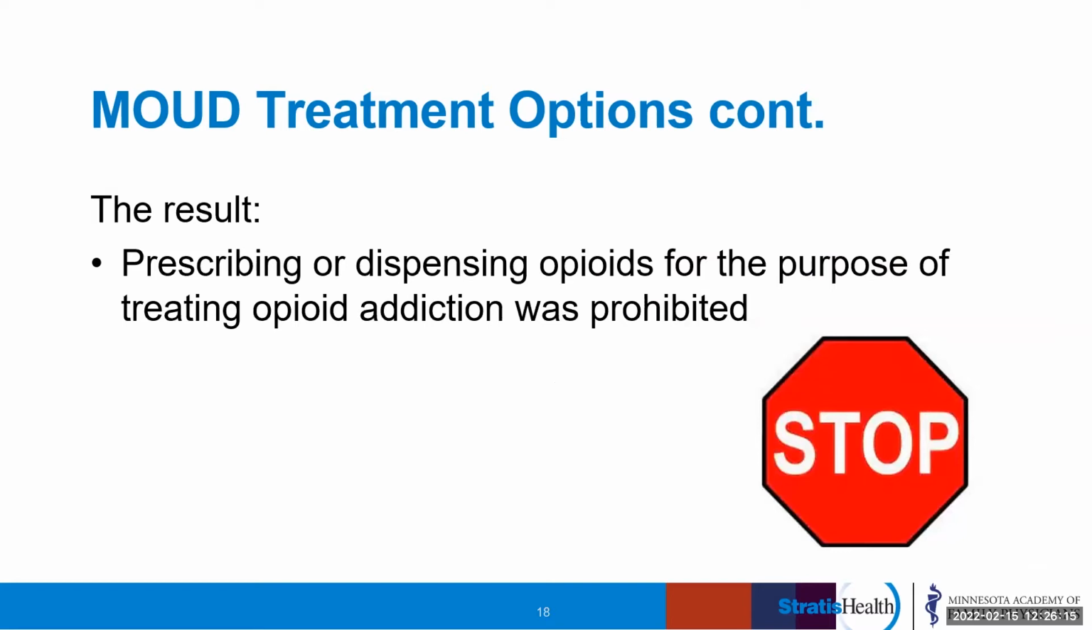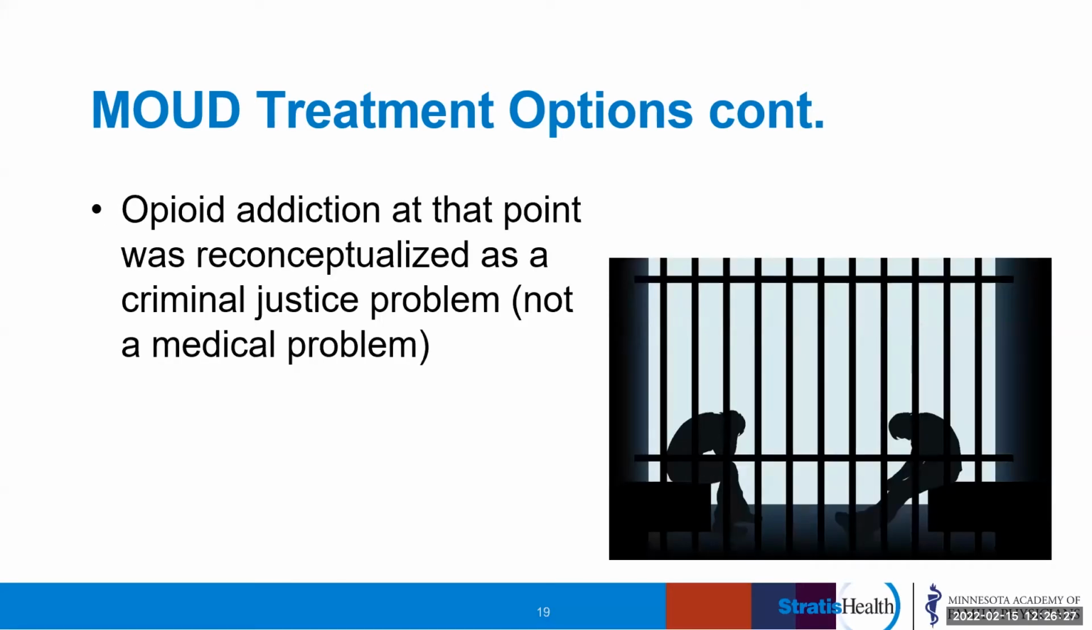And really the result of that act in 1919 was that they quit prescribing or dispensing any opioids for treating addiction, and there was really no treatment. So any type of use of that was completely prohibited. And at that point, really people with an opioid use disorder were basically thrown into the criminal justice system, okay? It was not considered a medical problem. And so things just went a whole different direction.